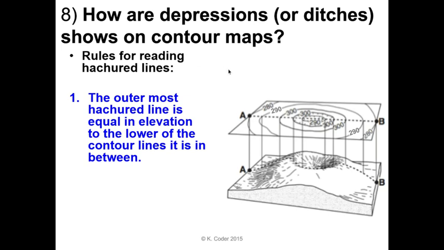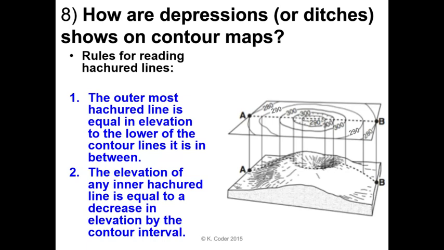So when we look at the hatched line on the map to the right, we see that it's 300. It's going to be the same value as the contour line to the outside of it. So that line is 300, and so the hatched line is going to be 300 as well. So we see the outermost hatched line, 300, and it's equal to the contour line it is next to, or it is between.